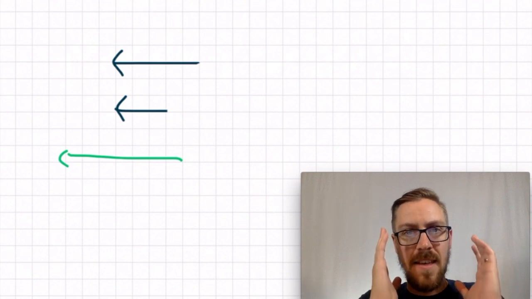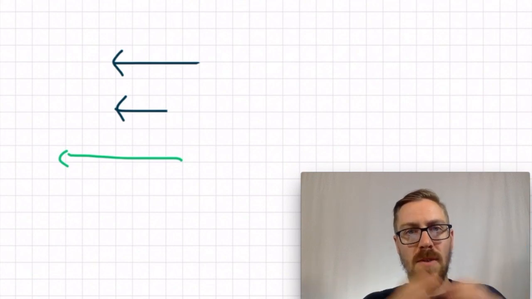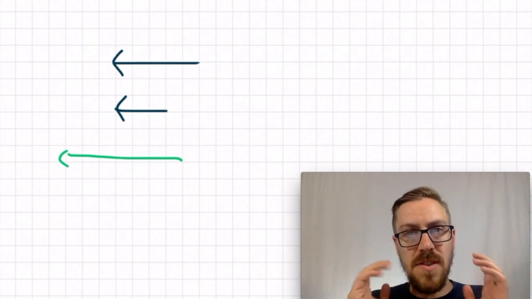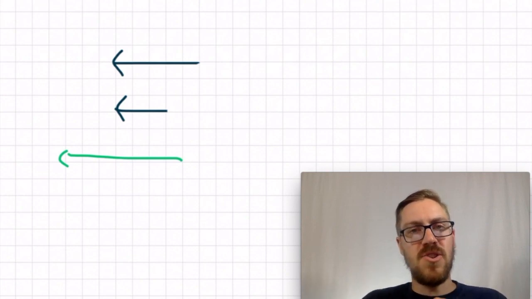Magnitude is the length of your arrow, or the strength. It's your number. Direction is just that. It's a direction. Usually we communicate direction as a positive or a negative.